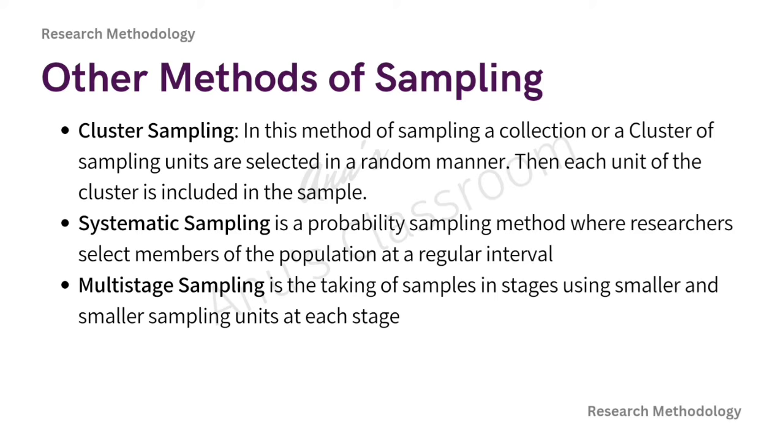Systematic sampling is again another probability sampling method where researchers will select members of the population at a regular interval, like every 5th person. That is systematic sampling. And multi-stage sampling is taking of samples in stages using smaller and smaller sampling units at each stage. Okay.